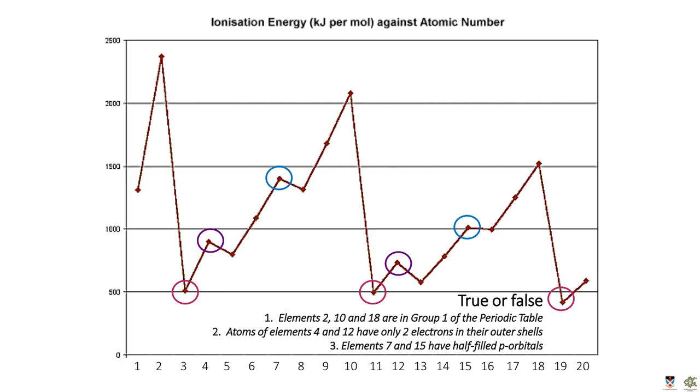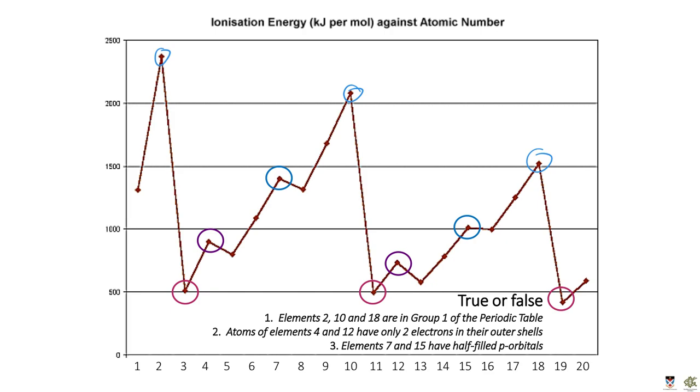This is a last exercise, just a few true or false questions. Not really a past paper question. The first question: elements 2, 10, and 18 are in group 1 of the periodic table. So we know they're in the same group in the periodic table, but definitely not group 1. They're all the noble gases.